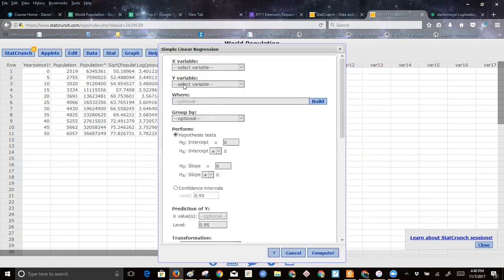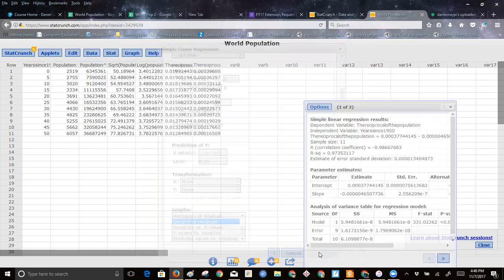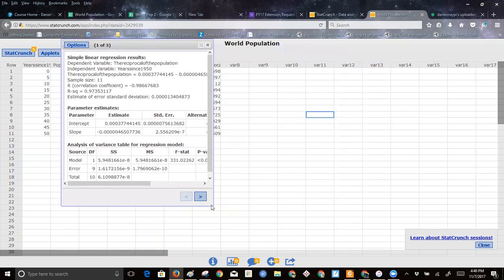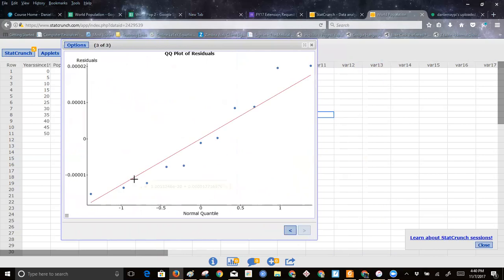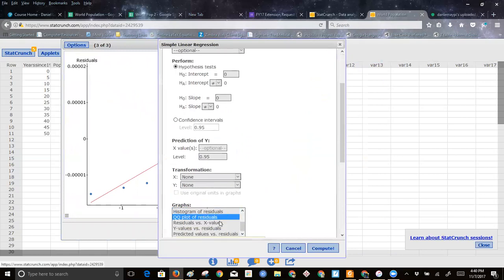Regression, simple linear regression. We'll do years since 1950 and the reciprocal of the population. We'll do the fitted line, residuals, compute. R squared is a little less, and that's looking like pattern. There's the QQ plot. I guess I must have selected the wrong one. Let's edit it. Here we go. Yeah, it was a residual plot, not the QQ plot.